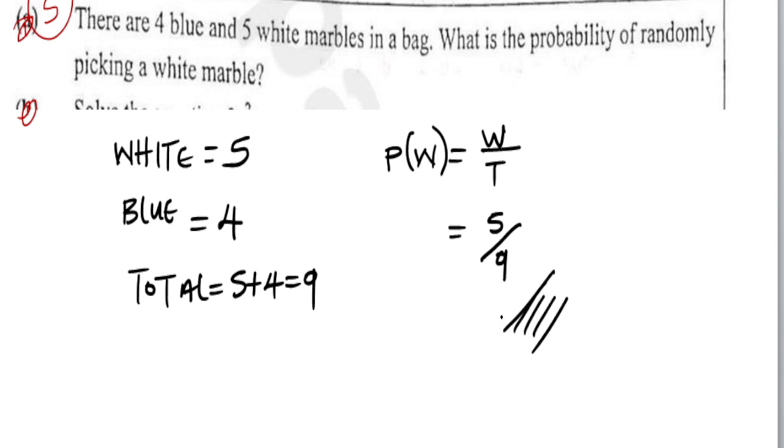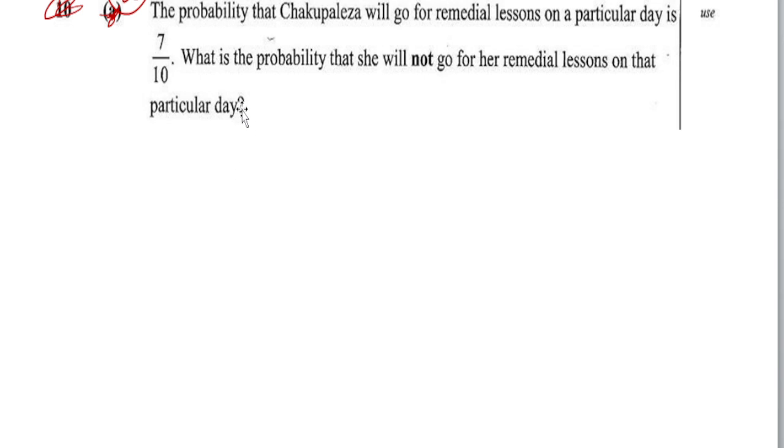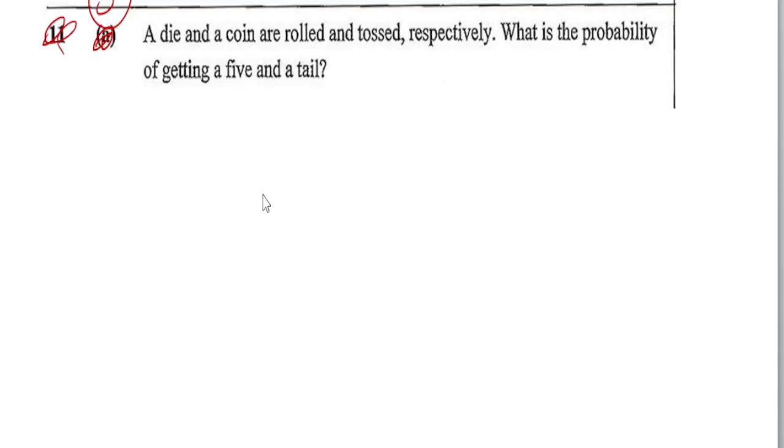Alright, if this is okay, then here are 2 questions for you to try. The first question is as follows. Then the second question is as follows. Once you try to answer these questions, then you are well and good on this topic, probability paper 1 type of questions.